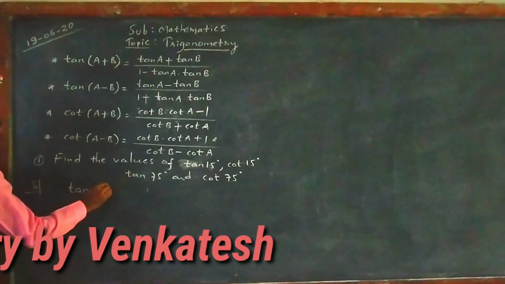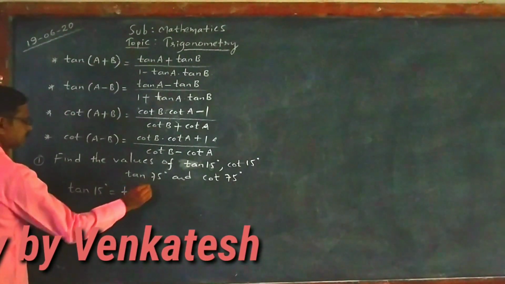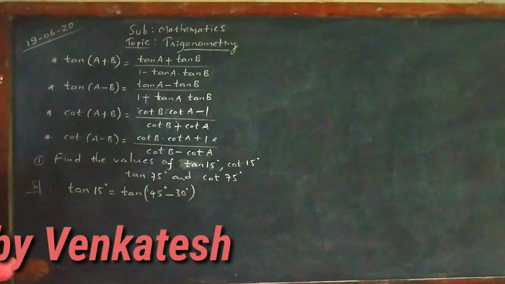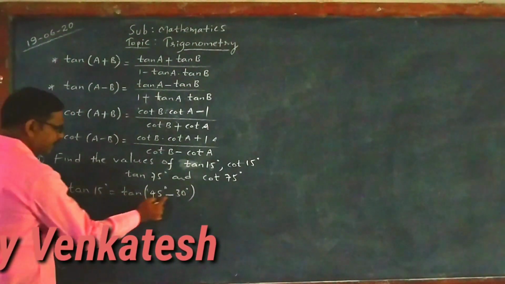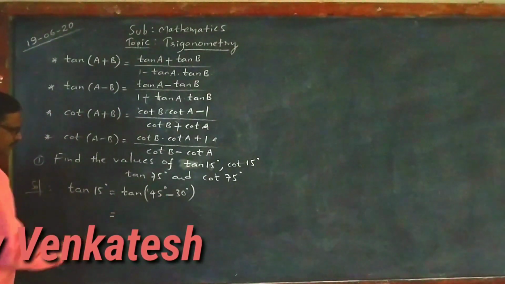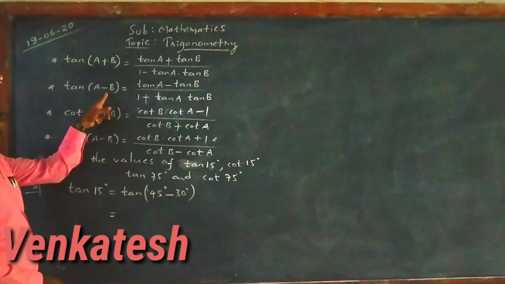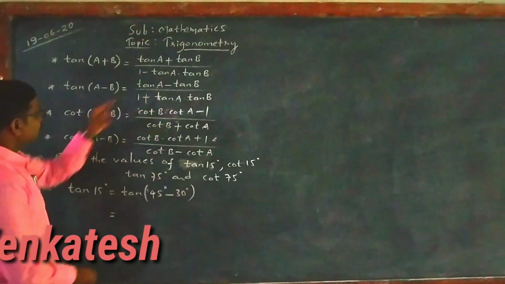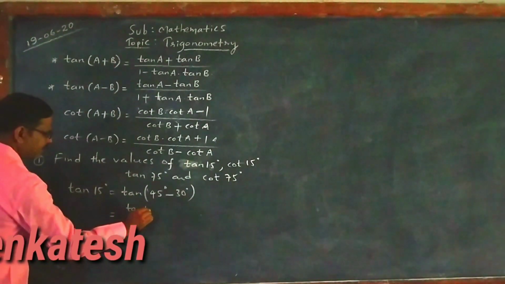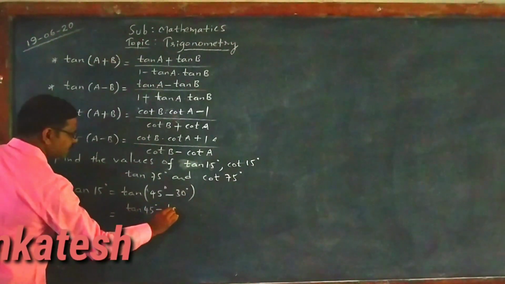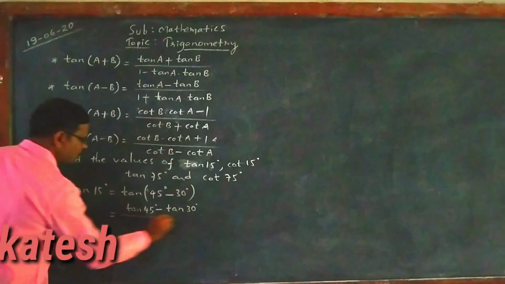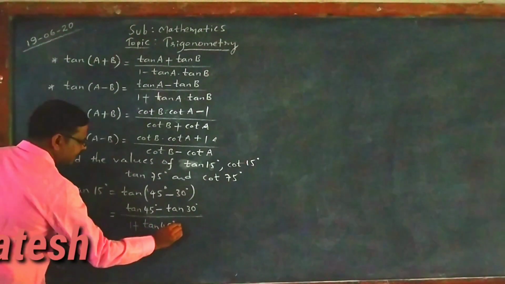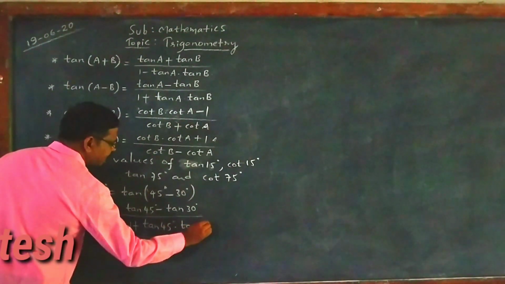How do you find tan 15? Can I write this 15 degrees as 45 minus 30? Is it correct? Tan of 45 minus 30, 15 only, no? So it looks like the tan(A−B) formula. Instead of A take 45, instead of B take 30. So tan(A−B) is tan A minus tan B upon 1 plus tan A into tan B.